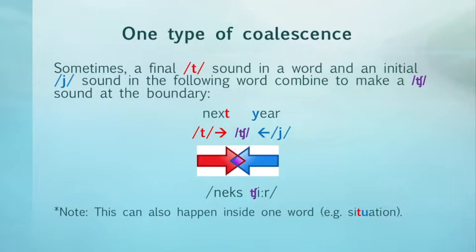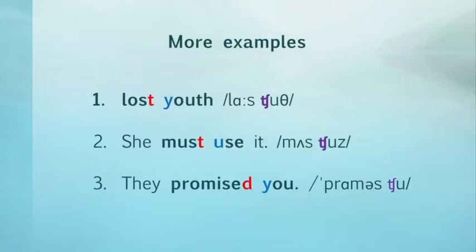However, since our focus is with connected speech, we're only going to look at where this happens when the end of one word meets the beginning of another word. If you don't understand the symbols I'm using to represent sounds in this video, please see the link in the box below to the interactive phonemic chart. Here are a few more examples.